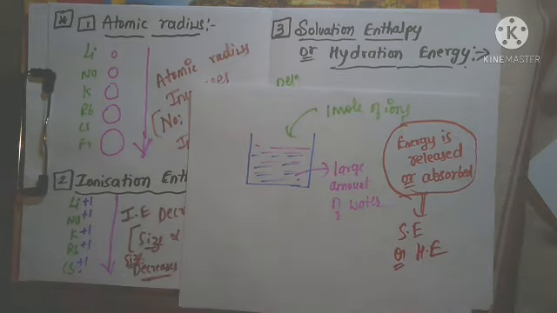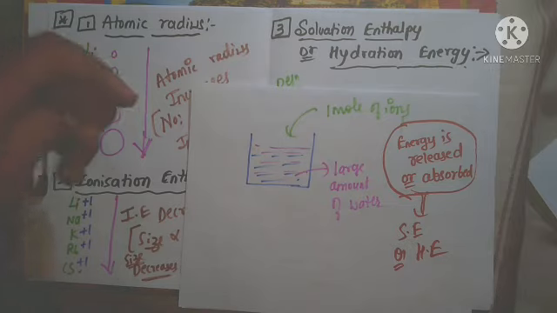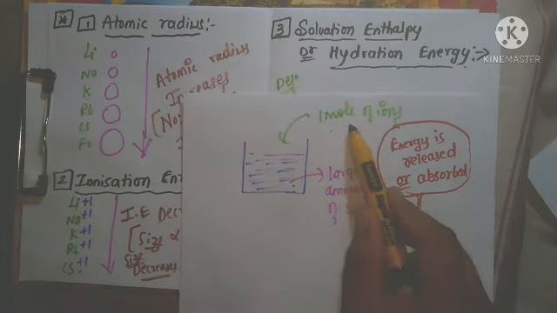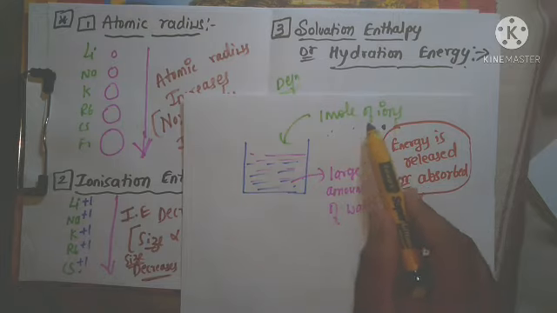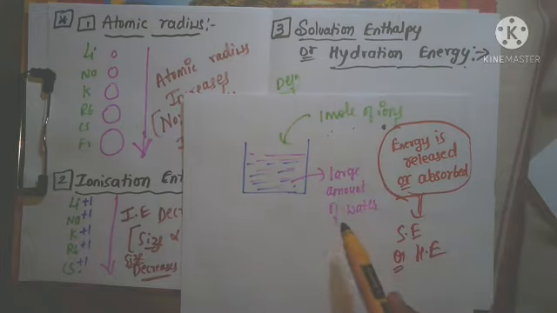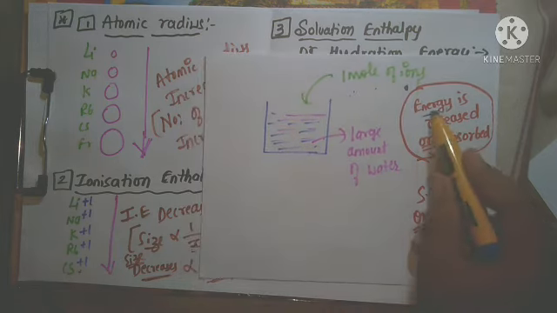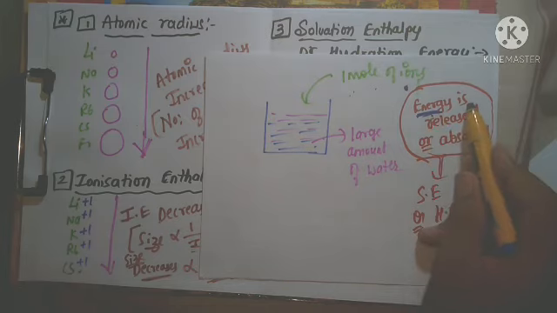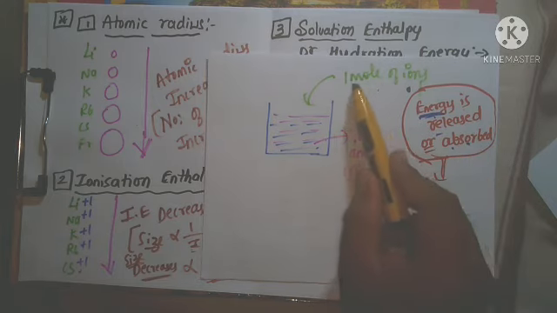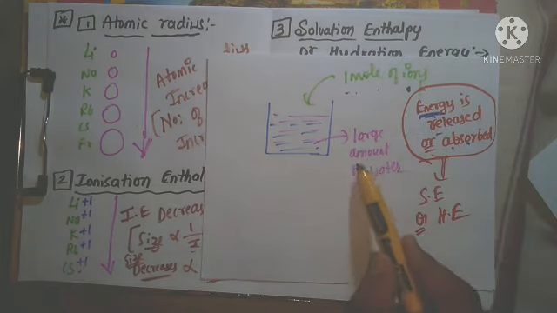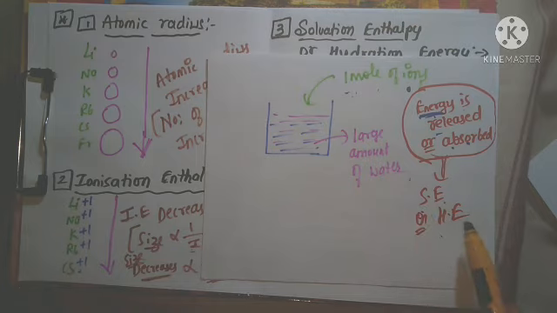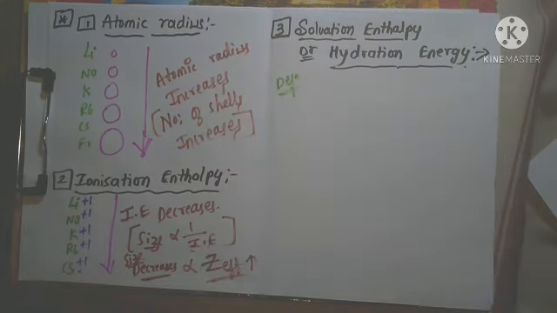Solvation enthalpy or hydration energy. What is meant by solvation enthalpy or hydration energy? When 1 mole of ions are dissolved in a large amount of water, the energy is released or absorbed. That energy is called what? Solvation enthalpy or hydration energy. In simple language, you may write this as the amount of energy released or absorbed when 1 mole of ions is dissolved in a large amount of water is called solvation enthalpy or hydration energy. Now that is only I am writing.